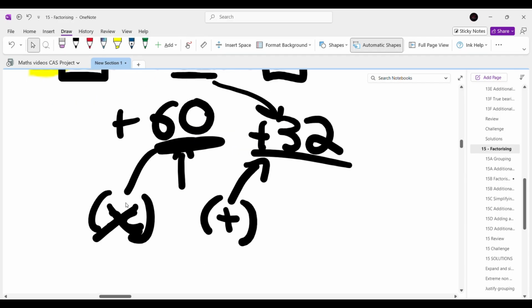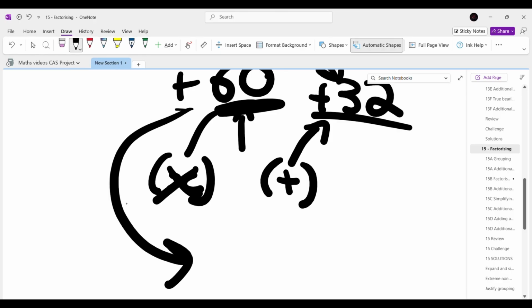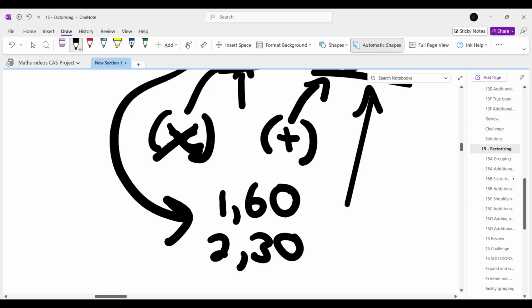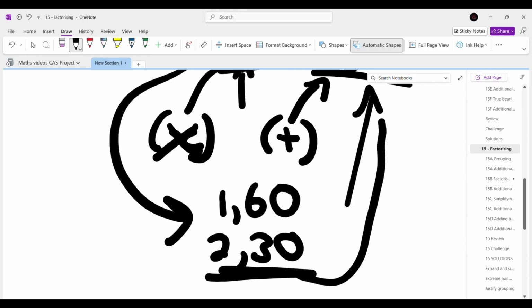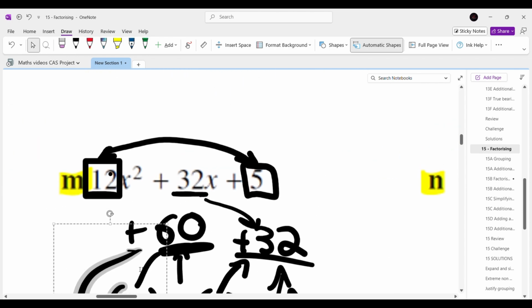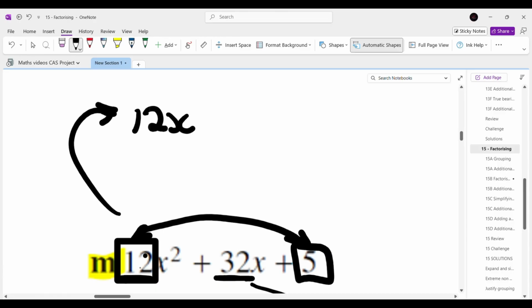So now what we do is we just list off the factors of 60 until we find two numbers that add to get 32, right? So factors of 60, we've got 1 and 60, 2 and 30, and look, we've already found it, 2 and 30. When these add together, you get 32. So now all we have to do is split this middle term into 30x plus 2x, and I'll just do it up here.